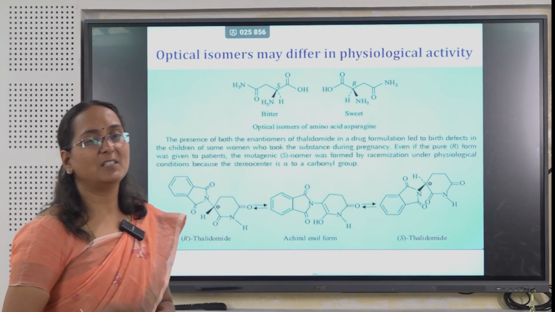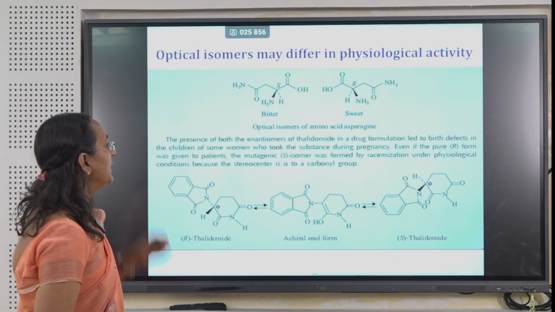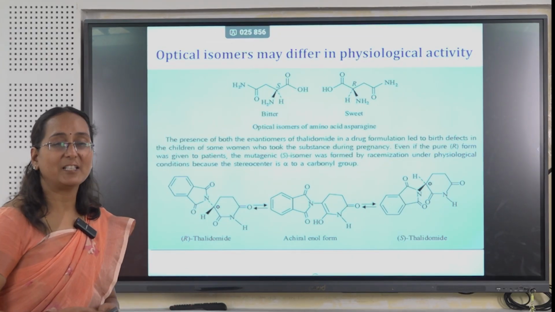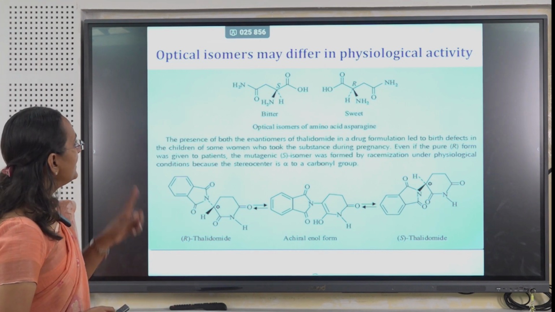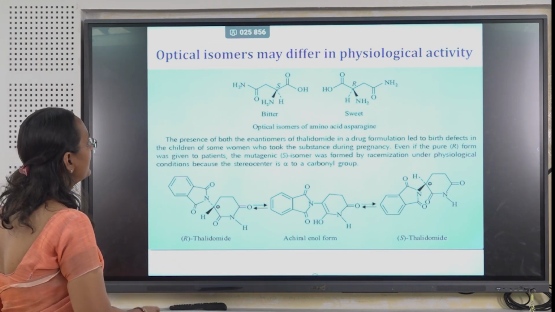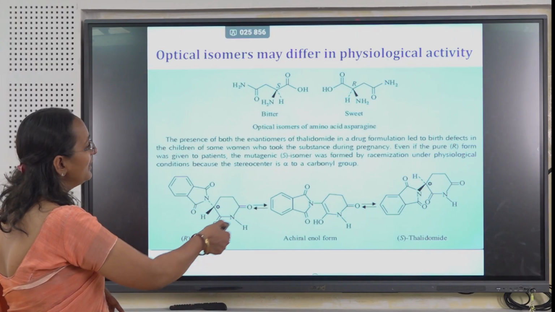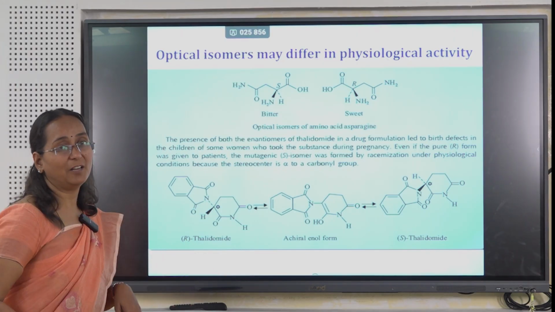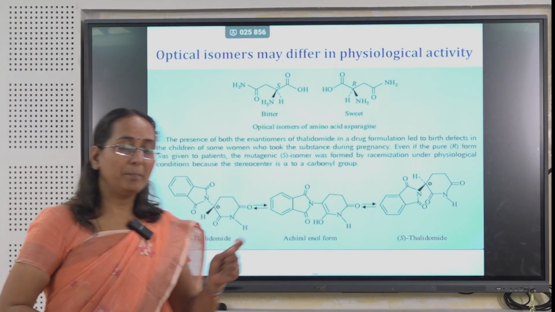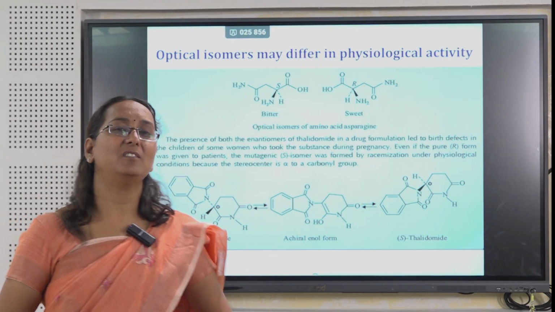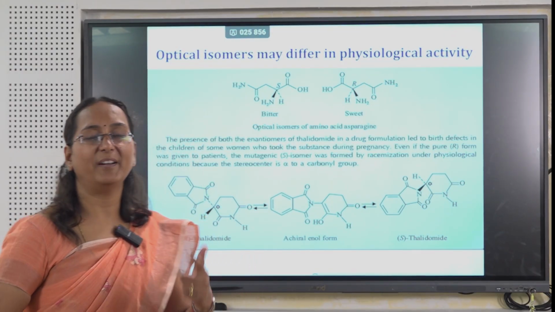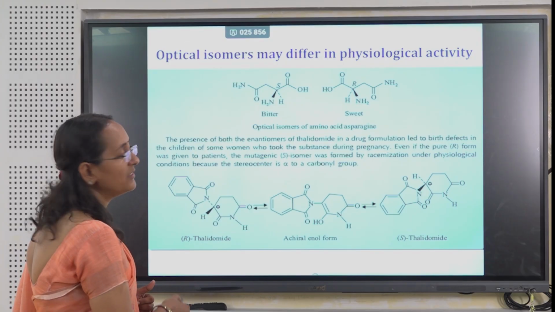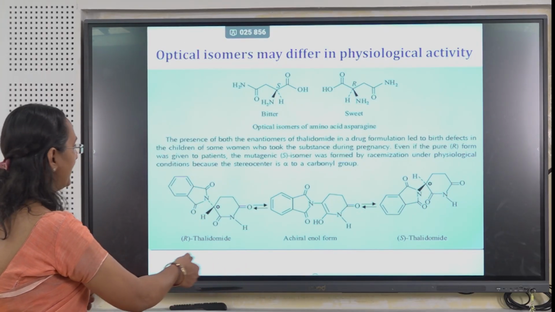I have taken one of the simplest examples of optical isomers, the amino acid asparagine. This asparagine has the S configuration in this structure, and in the next structure it has the R configuration. Only because the configuration is changed, these have totally different properties. One is bitter in taste and the other is sweet in taste.